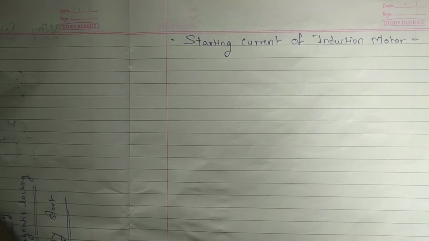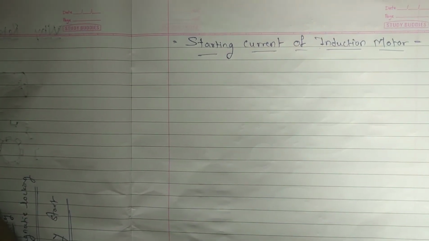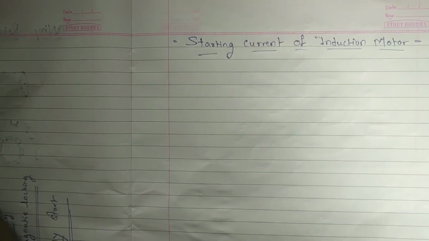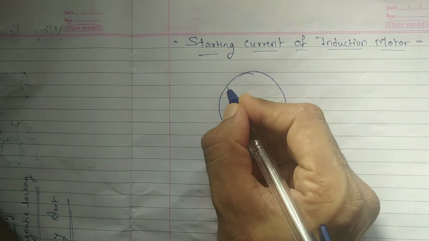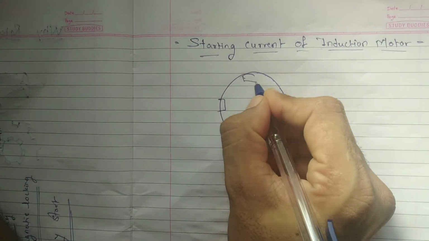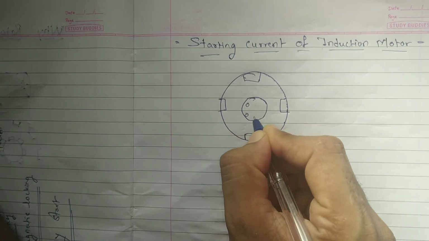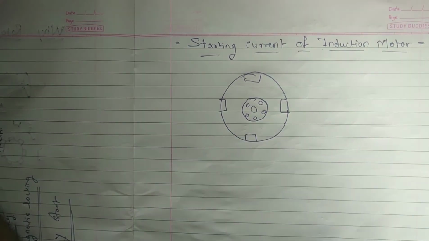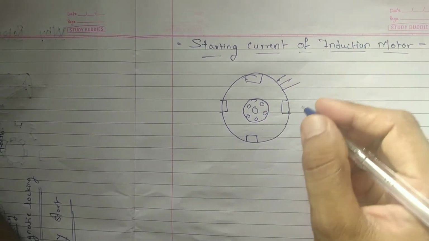Let's learn about the starting current of induction motor. There is something very interesting to learn about it. This is your stator, having some stator poles, and there is a rotor, you can say a squirrel cage rotor. Now let's see, you are providing a three-phase supply.